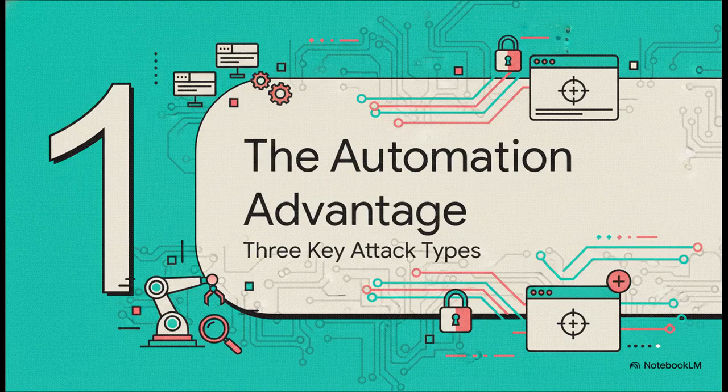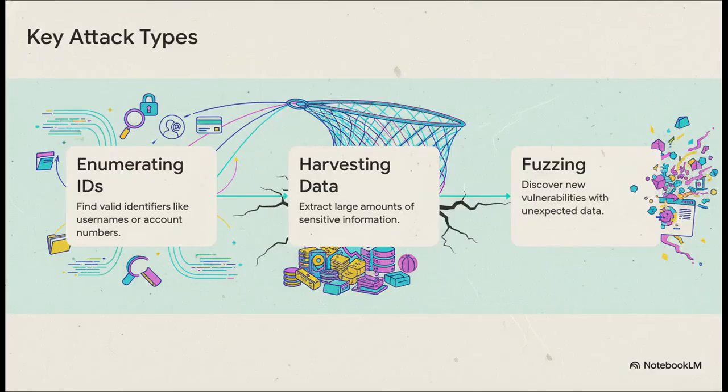There are really three core scenarios where a security professional is going to turn to customized automation to seriously level up their attacks. These are the big three. First, we have enumerating identifiers, which is a methodical search for things like valid usernames or account numbers. Then there's harvesting data, where we use a weakness we found to pull out huge amounts of information. And finally, there's fuzzing, which is a super powerful, if a bit chaotic, technique for finding brand new vulnerabilities. Let's dig into each one.